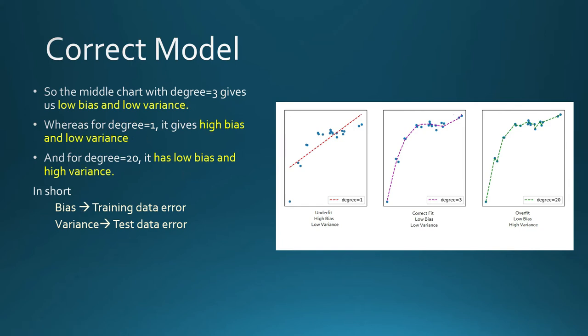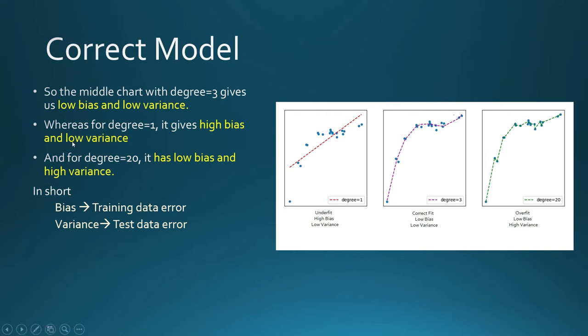When it's degree 1, it's high bias, not fitting well to the training data, and low variance. And this is not strict: it's not that when it isn't properly fitting the training data, it will by default fit properly to the test data.